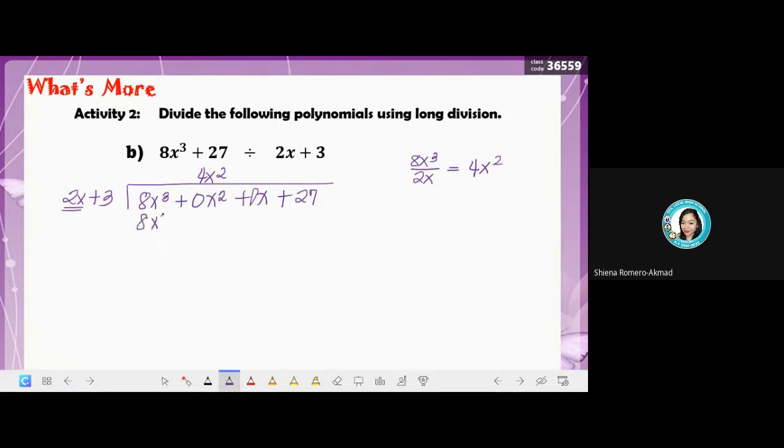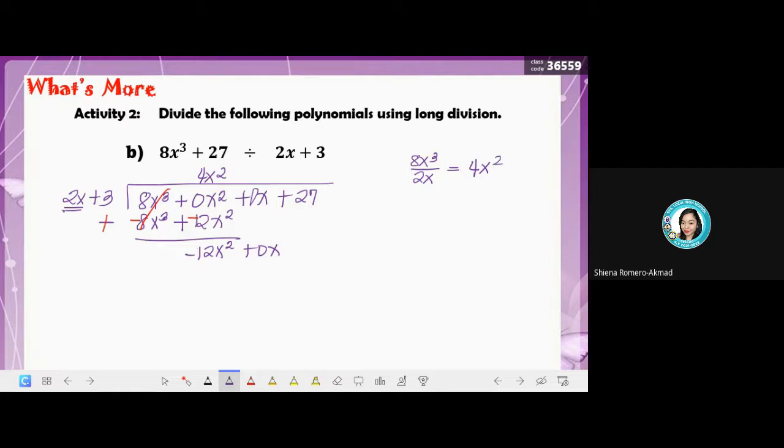We have 8x cubed plus 4 times 3 is 12x squared. Then, subtract. Pag nag-subtract tayo, mag-change tayo ng sign. So, change tayo ng signs. So, this will be negative. Ito magiging negative din. Then, proceed to addition. So, this will be 0. 12 plus negative 12 is negative 12x squared. Then, bring down tayo ng 0x.